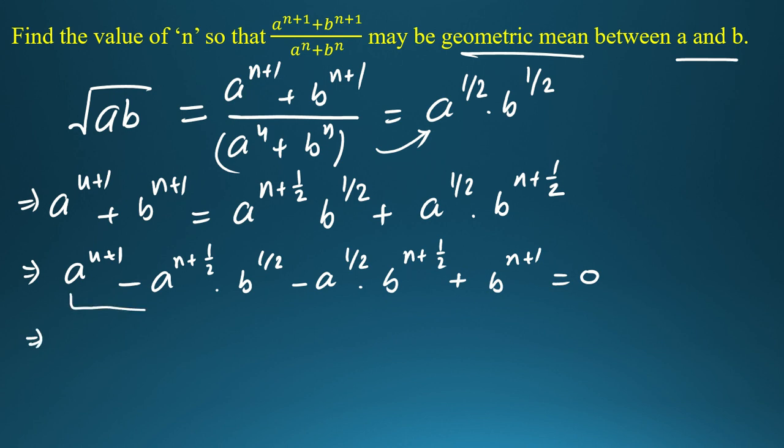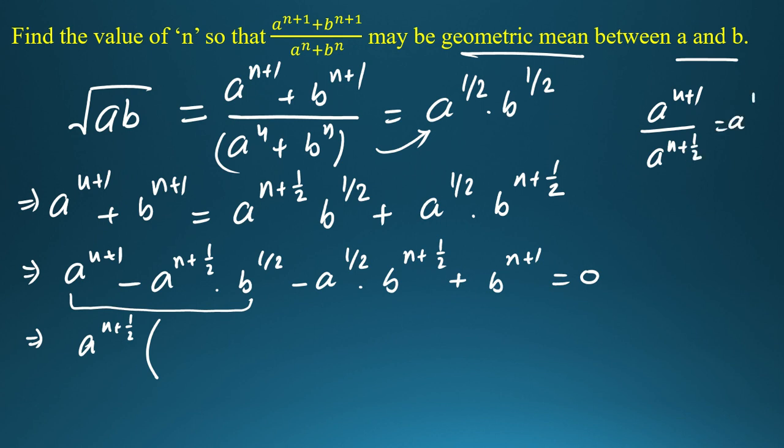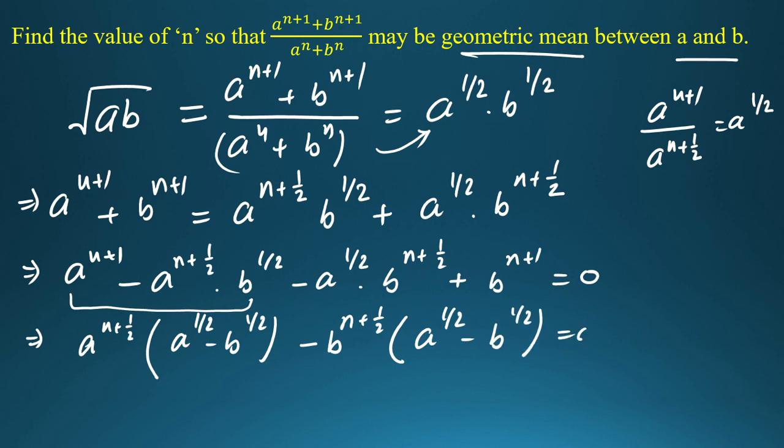Now you see, from the first two terms, we can take a to the power n plus half common. Common means division, and division means powers will be subtracted. So a to the power n plus 1 upon a to the power n plus half, I am explaining one term, will be equal to a to the power half, because powers will be subtracted. So 1 minus half means half. So it will be a to the power half times b to the power half minus, same here, b to the power n plus half will be taken common, and it will be a to the power half minus b to the power half is equal to 0.